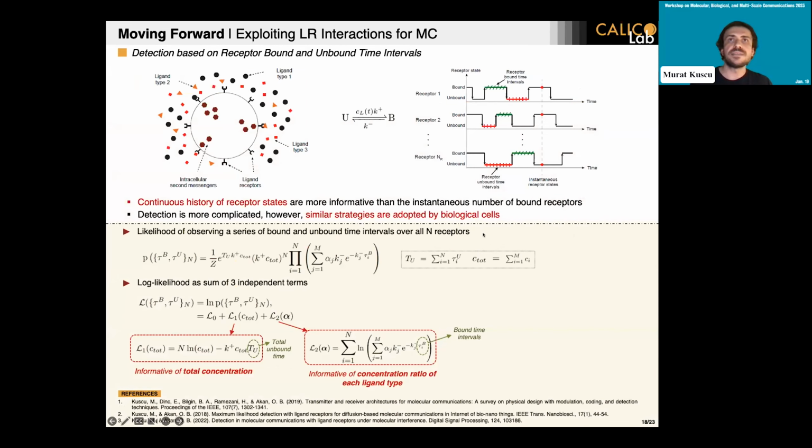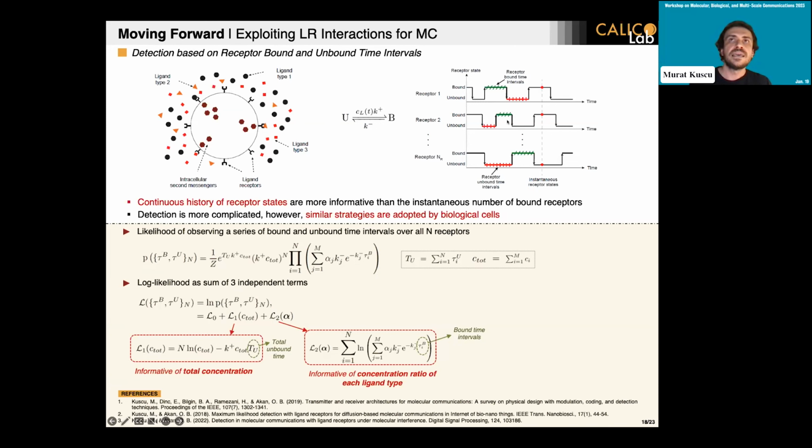In the case of biosynthetic devices, we have access to the individual receptor states, like their bound and unbound states, actually the continuous history of these binding states. So these receptors fluctuate between bound and unbound states, depending on the ligand concentration. It's actually a random process.